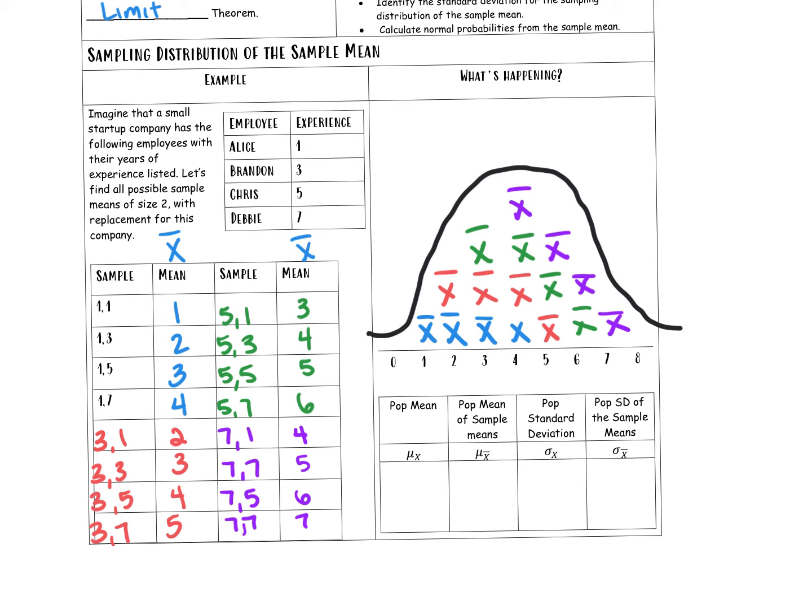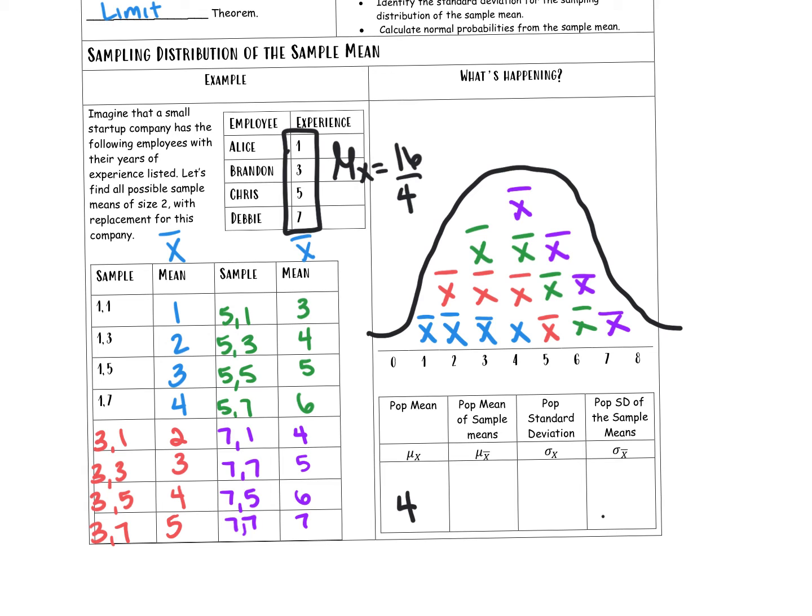If I want to find mu of x, I'm going to add up these values here and divide by 4. Well, when I add these up, I get mu of x is equal to 7, 5, 3, and 1, which is 16. 16 divided by 4 is just 4. So the mean of x is just 4.